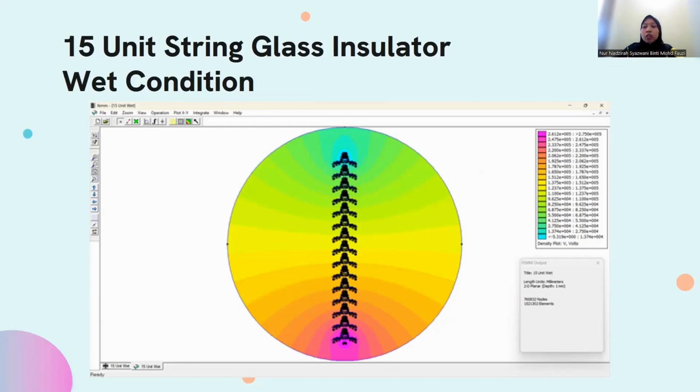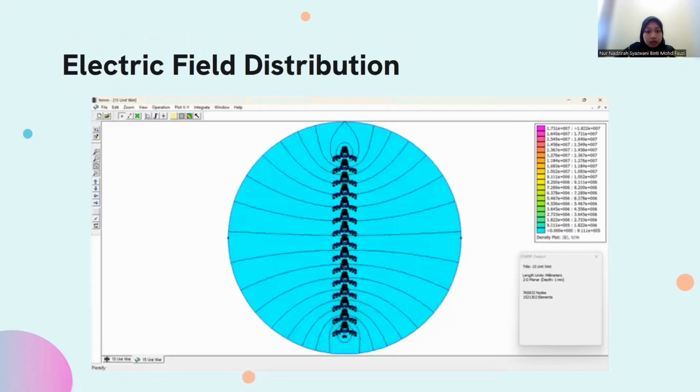In this simulation, we simulate the insulator in the second condition, which is the wet condition. For the simulation, we add a mixture of water with a permittivity of 81 on the glass surface of the insulator. You can see this is the result of the wet condition, in the range of 5.319 V/m. And then next is the electric field distribution for the wet condition result.